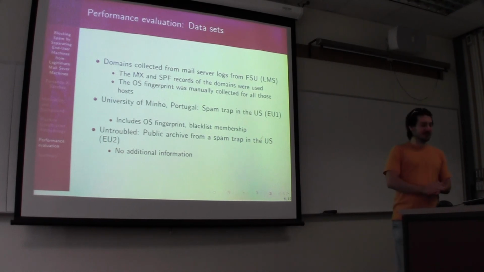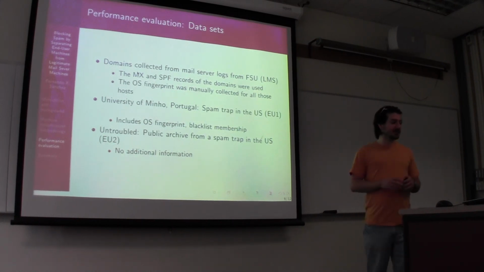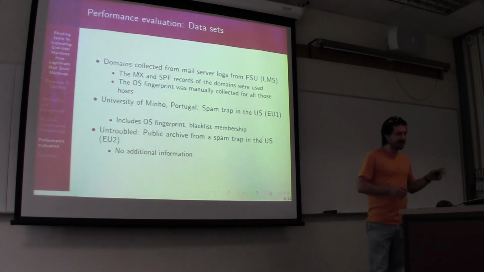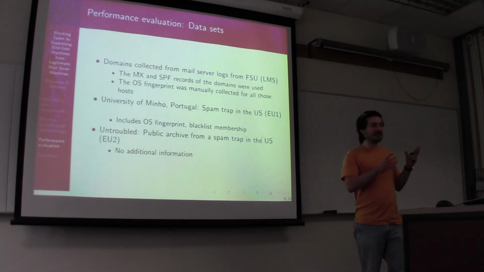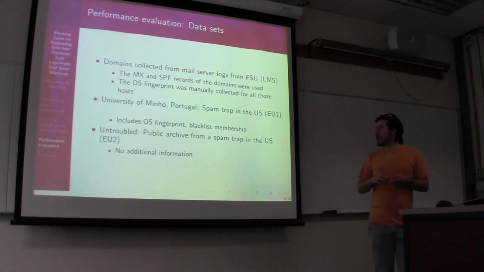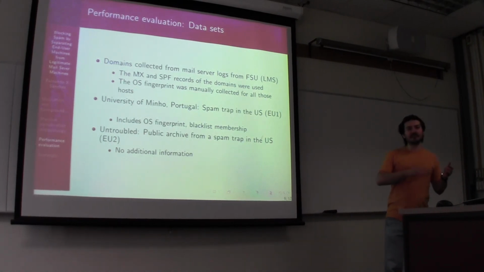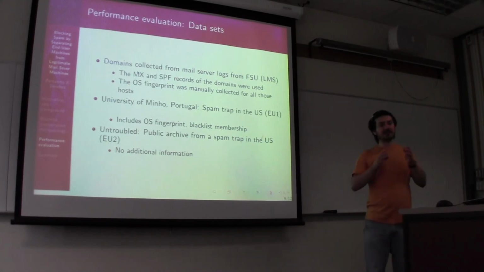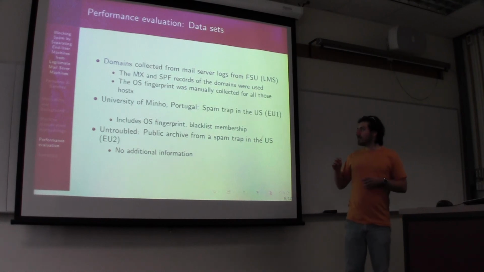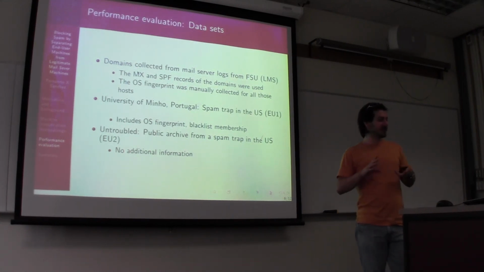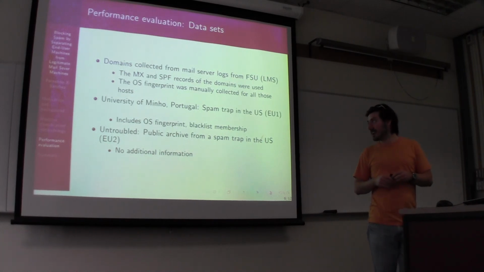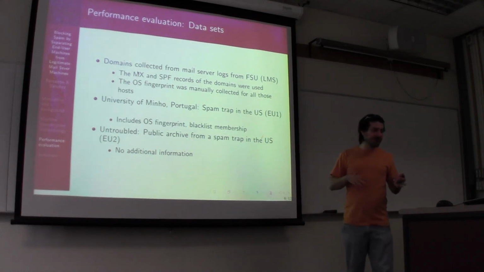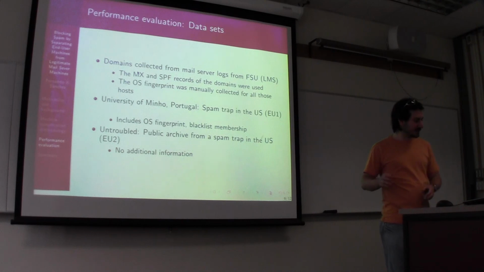For our study, we use several data sets. The first one is a set of mail server logs from FSU. We got their cooperation to get a copy of the mail servers. From these servers, we extracted the list of domains that have sent messages to FSU, and we selected the domains that send mostly legitimate messages, where the spam ratio is very low. Using these domains, we manually found the MX records and SPF records to extract the machines that are publicly announced as legitimate servers for those domains, and we manually fingerprinted these machines. So this was kind of tedious work.